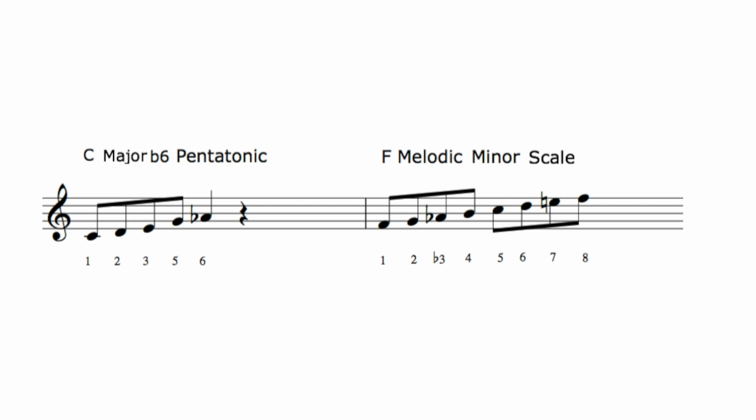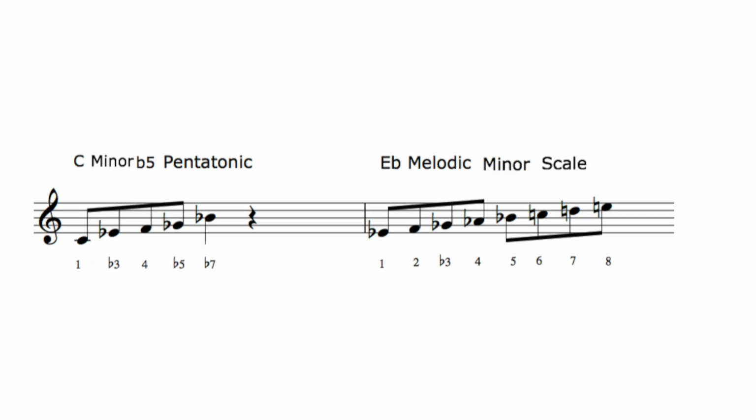That is out of the F melodic minor scale, as you can see in the next measure, which has those same notes. F melodic minor is F, G, A flat, B, C, D, E natural back to F. So that's going to work on any of the chords that are in F melodic minor. And the C minor flat 5 pentatonic, which are the notes C, E flat, F, G flat, B flat, that is from the E flat melodic minor scale. And that will work over any of the chords in E flat melodic minor.